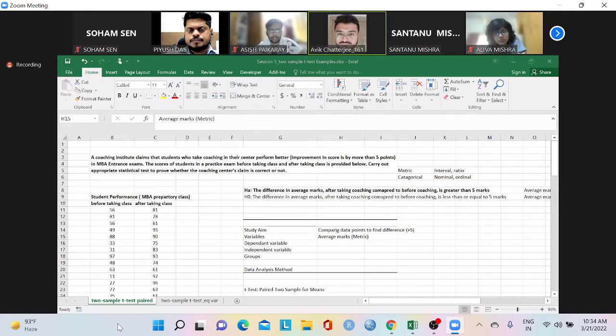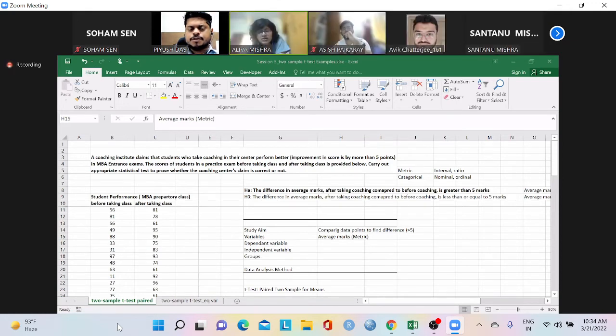I think two variables. What is the other variable? Before and after, before the class, after the class. Before the class is the independent and after the class is the dependent. So it depends on the classes, sir. So you are telling this average marks before taking class is one variable, and after taking class is another variable. Yes, sir. Okay. Any other answer?